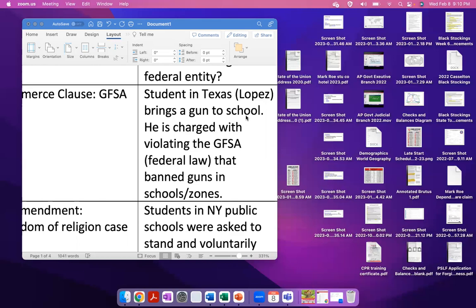If you remember correctly, does the Supreme Court rule in favor of the national government, or do they rule in favor of Lopez? Anybody remember? Lopez. Yeah, they rule in favor of Lopez. They say that this Gun-Free School Zone Act, in fact, does not fall under commerce. Okay, so this is kind of one of those things.